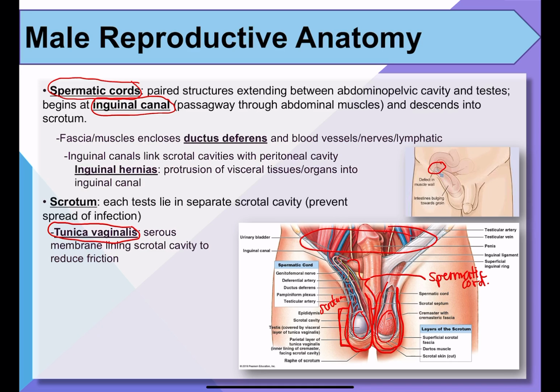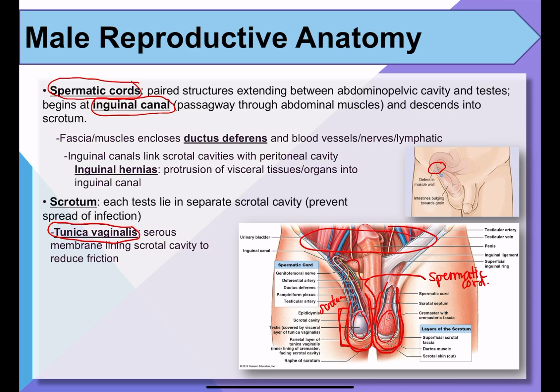Now, the funny or sort of contradicting point about it is it kind of sounds like a female part. So make sure when you see this on the exam, if it's asked, don't think, oh, vaginalis sounds like a female part. Okay, it's actually a serous membrane that lines the scrotum of the male reproductive system to prevent friction as the testes are moving and rubbing against the interior part of the scrotum.